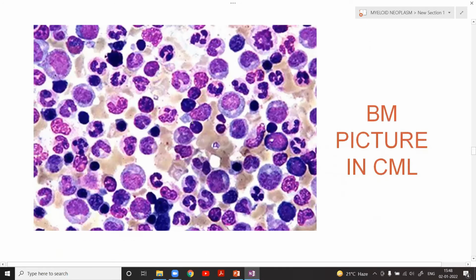So let me just show you. This is the bone marrow picture in case of a CML. Now, first thing that you tell me, looking at this diagram, what is the first thing that you understand when you look at this picture? Yes.